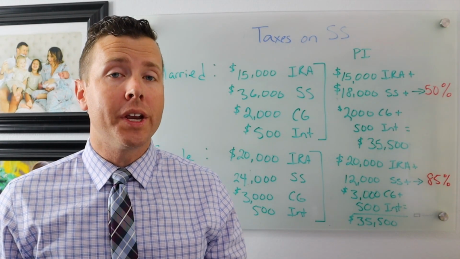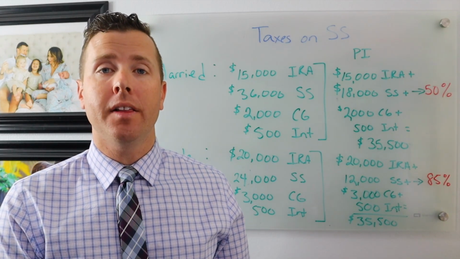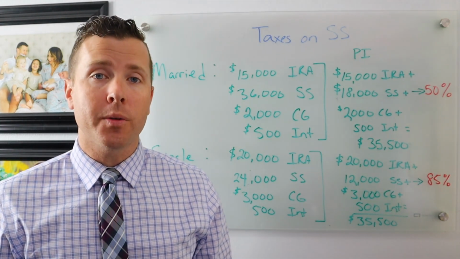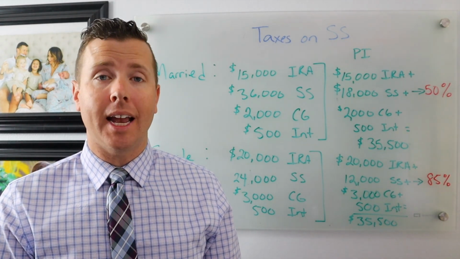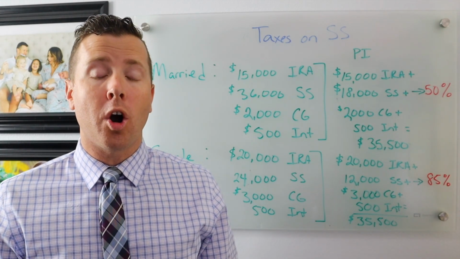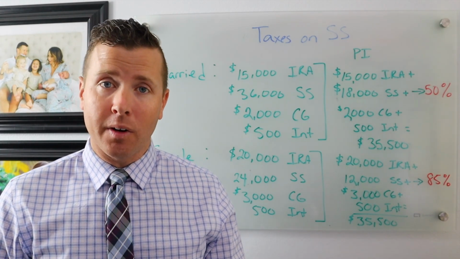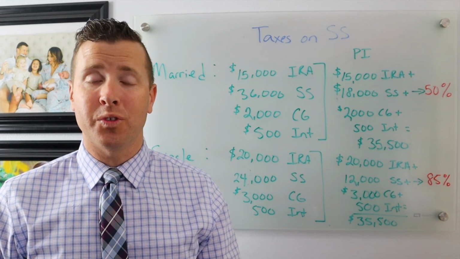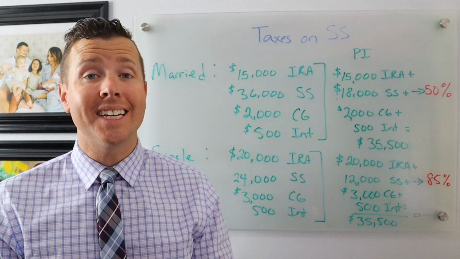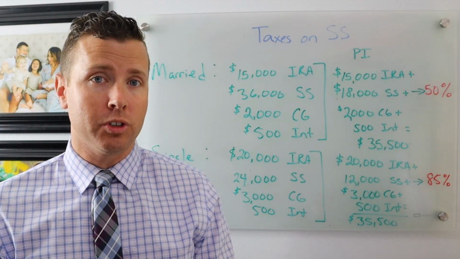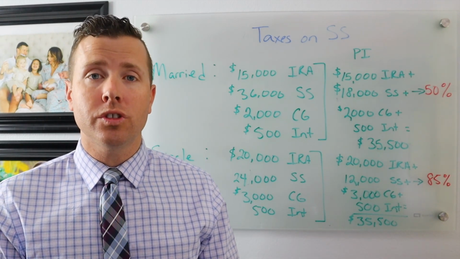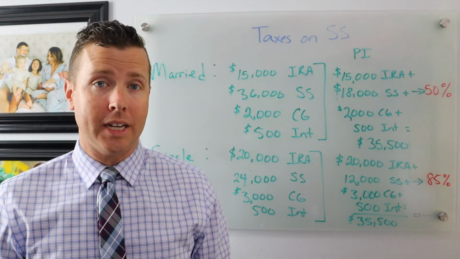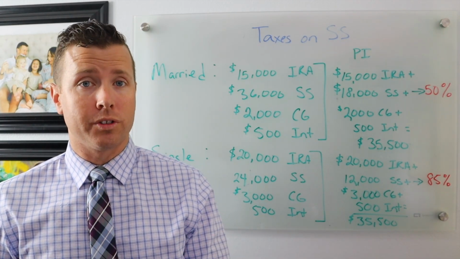All right, so let's look at a real world example. I've got a married filing jointly couple. Both of them are on Social Security. They're taking a distribution from their IRA. They have capital gains and they have tax-free interest. And we're also going to look at a single filer. They get an IRA distribution, they have Social Security benefits, they have capital gains, and they have tax-free interest. And I want to show you, with the exact same figure for their provisional income, how their Social Security computation is different based on how they file their taxes, married filing jointly versus single.